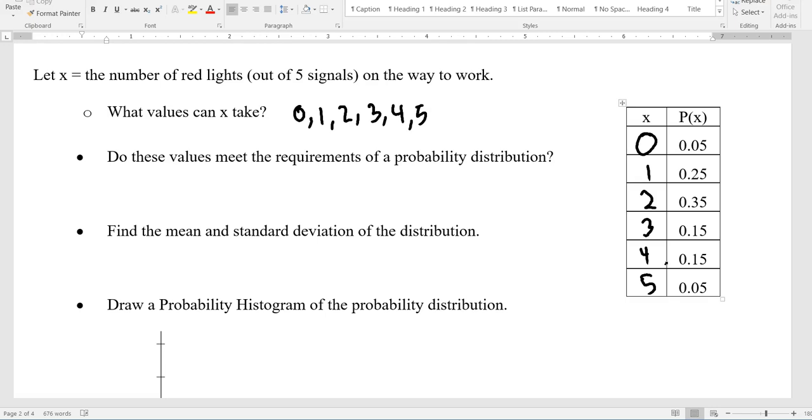Do these values meet the requirements of a probability distribution? Check the X's first. Do these represent a random variable? Well, the number of red lights you hit is random, right? You're driving. There's so many other factors. It's either going to happen or not. It's kind of random, okay? Second requirement. Each of these probabilities should total to 1. Add them up. 30. That would make 65.